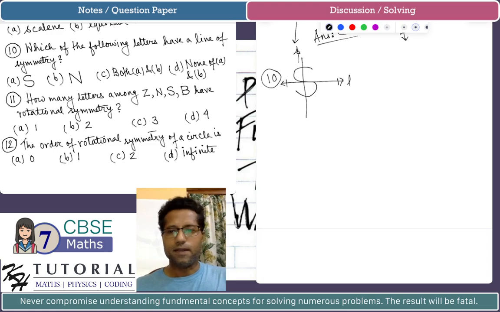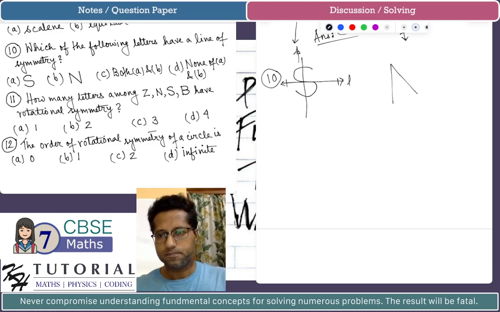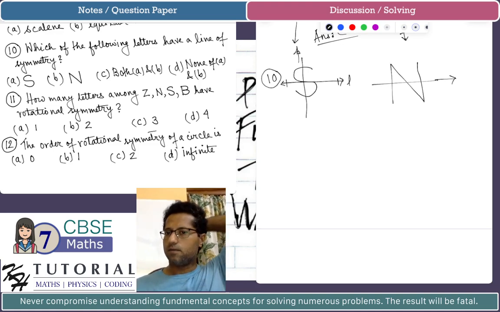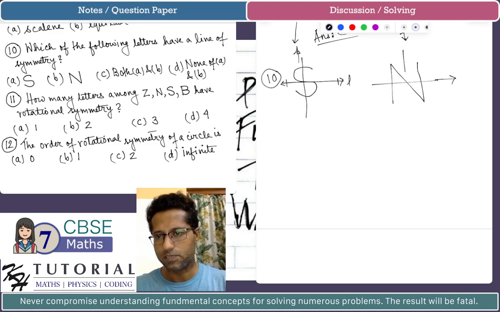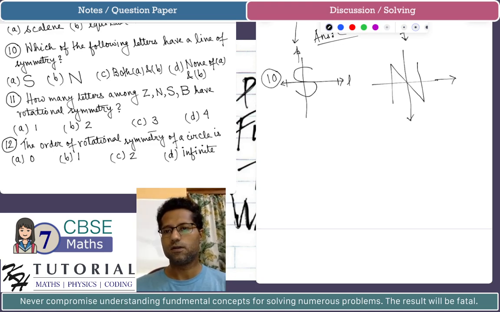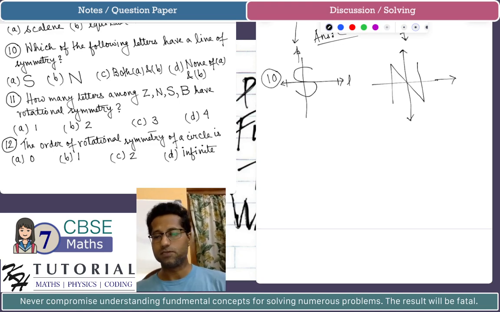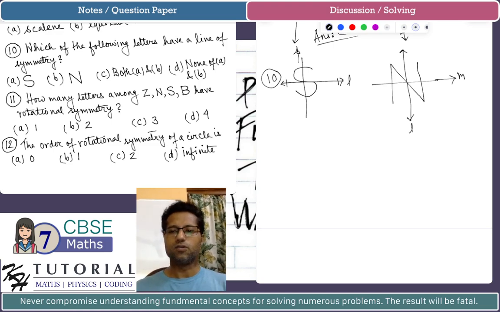Okay, N. Now N also has no line of symmetry. If you consider the horizontal line, you can see that the upper part of the N and the lower part of the N are not looking identical. Also, if you consider the vertical line, this will also not be a line of symmetry, as the parts of the N on the left-hand side and the right-hand side of this line are not looking identical. So the letter N also has no line of symmetry.